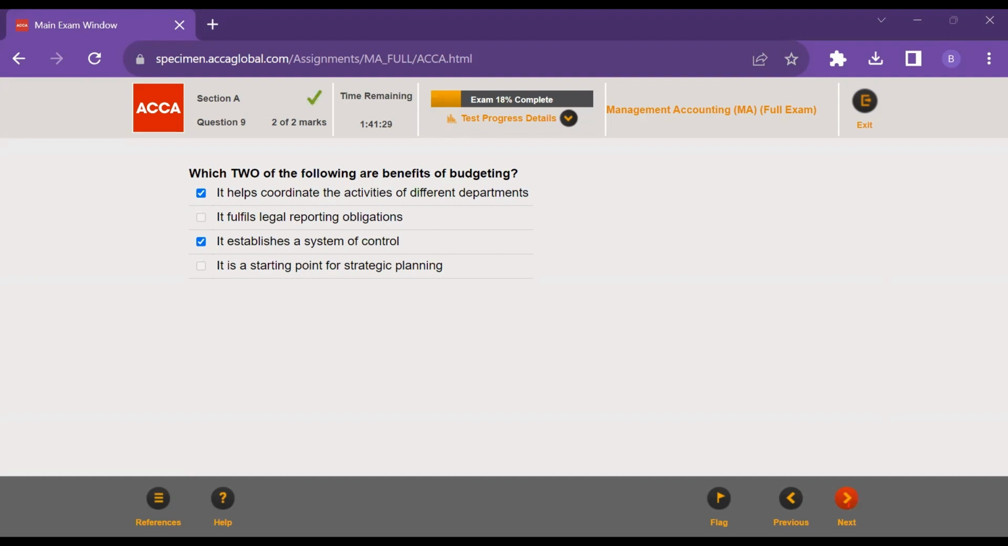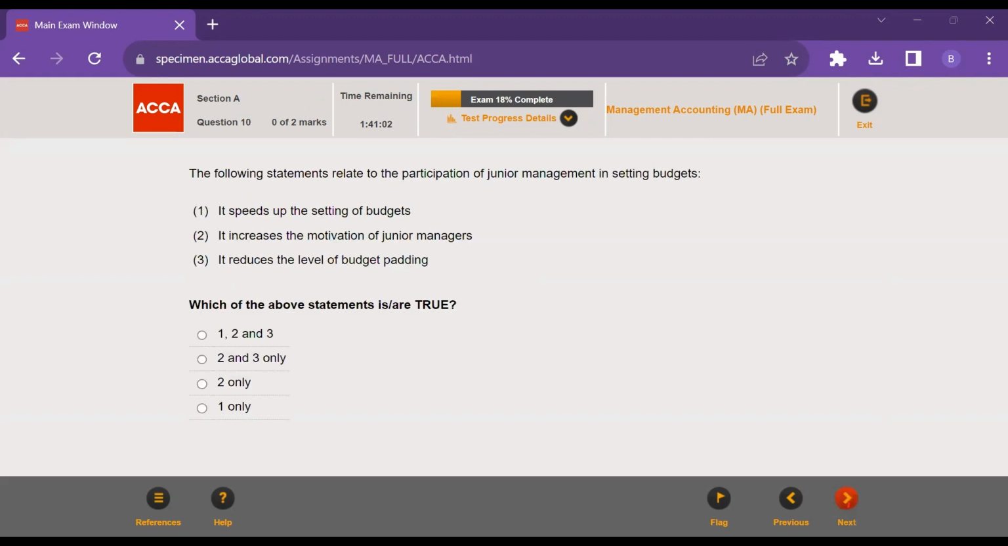Then it establishes a system of control. Definitely, yes. When you have created budgets, you can catch hold of your employees. You can control that. Okay, why, when we had told you that this much should be the cost that you spend on this, why have you gone overboard with that? So it is a starting point for strategic planning. Not really. They can be translated into your tactical and operational goals, but it cannot be used for your strategic planning. Now let's have a look at the next one.